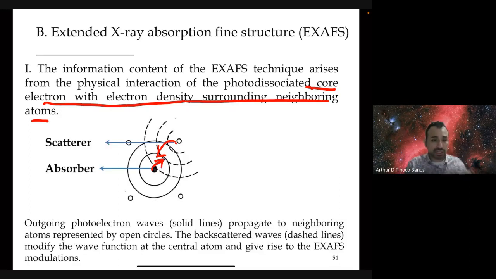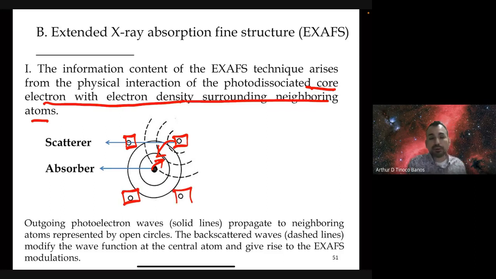So you have the absorber, your scatterer. The outgoing photoelectron waves propagate to neighboring atoms represented by those open circles. The backscattered waves modify the wave function at the central atom and give rise to the XAFS modulations. So that information that is obtained can then be processed to give you the identity of the neighboring atoms.